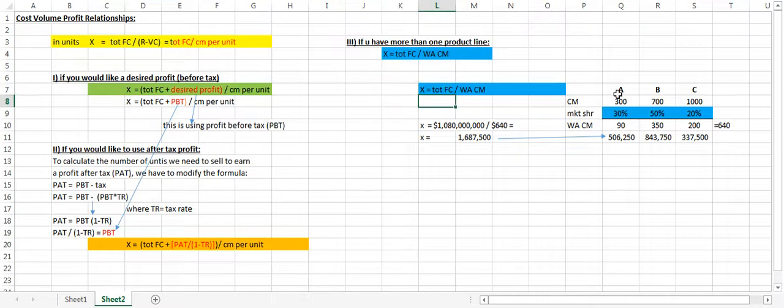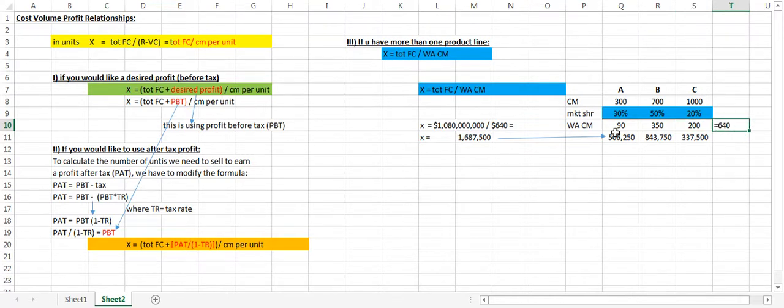So assume that there's 3 products that we sell, and each product has this contribution margin attached to it. So A generates $300, B generates $700, and C generates $1,000. And here I provide information on the market share of each product. And this is a big assumption that we must come up with in terms of being able to do this. Then once we have the percentage market share, we weigh those contribution margins. So 300 times 30% is 90. That's the weighted average contribution margin for A. 350 for B, and 200 for C. We sum those up, and the weighted average contribution margin is 640.